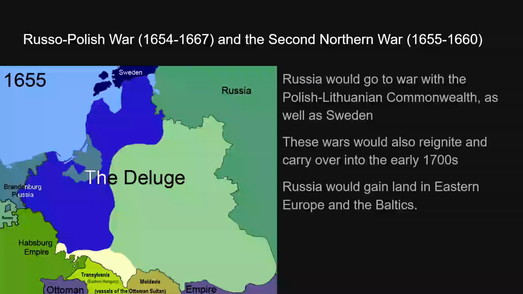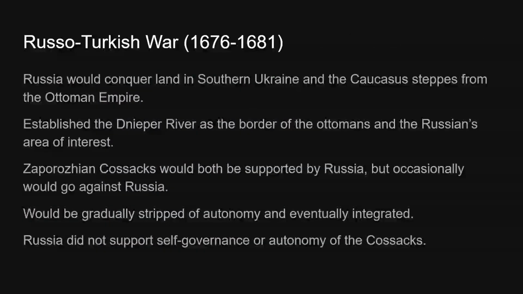Now, the Russo-Polish War, also known as the Deluge, and the Second Northern War, both occurred around the mid-1600s and had some overlap. Russia would go to war with the Polish-Lithuanian Commonwealth as well as Sweden, and the outcomes of the wars would grant Russia land in the Baltics as well as both land and influence over Eastern Europe in general. Following this would be the Russo-Turkish War from 1676 to 1681.